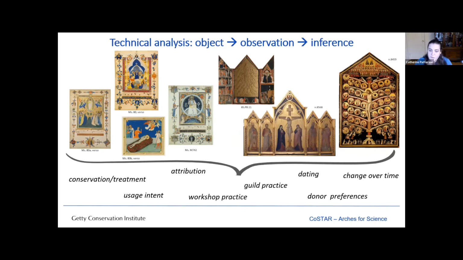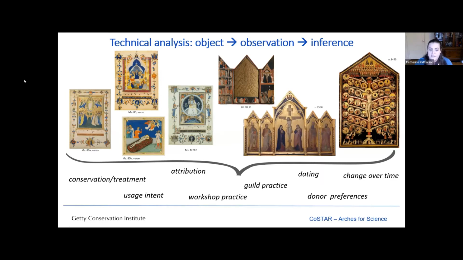The types of questions that we may be asked to address are, as I'm sure you've heard over the course of your workshops, incredibly broad. We can be asked to talk, for example, about what conservation treatments might be appropriate for an object or a set of objects. Can we be more specific about attributing particular works of art to particular artists or artist workshops? We may be asked to talk about date or to understand the change of an object over time. There's a huge breadth of questions we may be asked to answer.